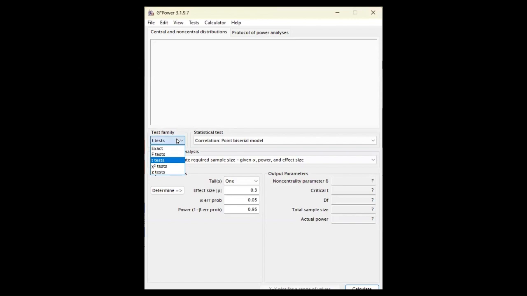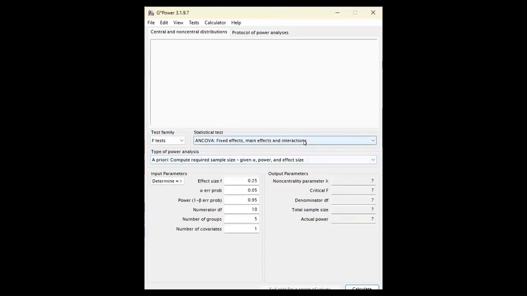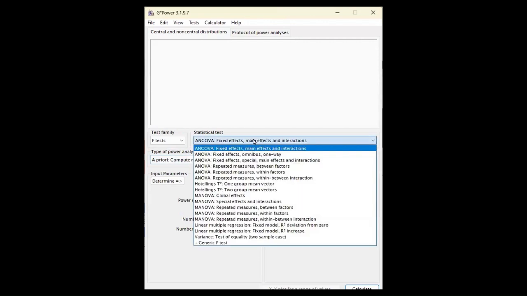Because you are going to do your analysis based on regression-based, you go to F-test family. And here you have a few options that you can choose. Two options are okay, and both of them can be justified and proper approaches to your power analysis. One is linear multiple regression based on fixed model R-squared deviation from zero, and another one, linear multiple regression fixed model R-squared increase. So what's the difference between these two?